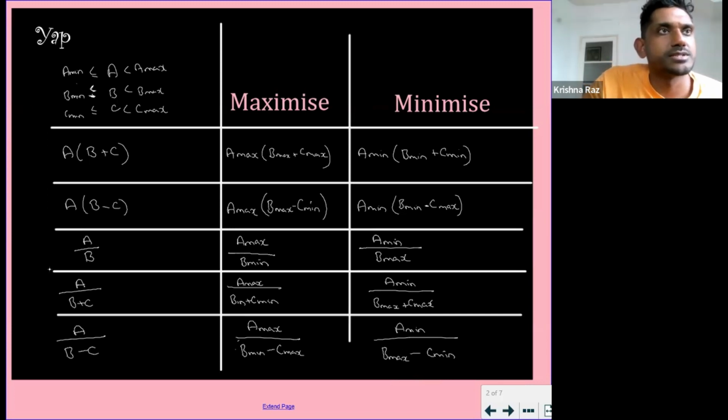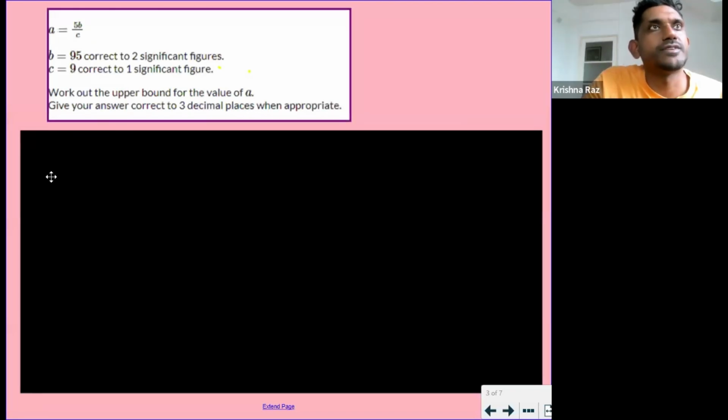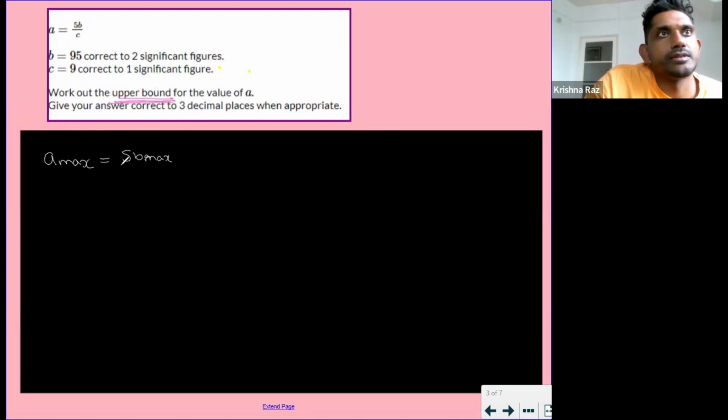So let's just go into some examples now. I'm going to look to do 3. So this first one here, the question is asking us to find the upper bound, that'd be A max. So the first thing I'm going to do is just write it out in words. A max is B max divided by C min.